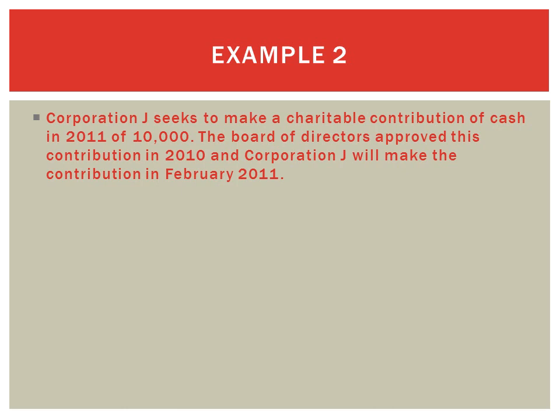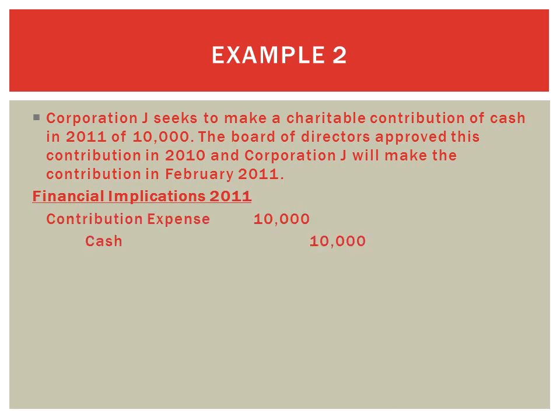Let's look at another example. Corporation J wants to make a contribution to a charity in 2011. Corporation J's Board of Directors approved the contribution in 2010 so that it could be made in 2011. The contribution will be made in February of 2011. First, let's look at the implications on Corporation J's financials. In 2010, because the donation hasn't been made yet, there will be no journal entry. In 2011, the donation is actually made. Contribution expense will increase by the amount of the contribution, $10,000, and cash will decrease by that same amount.